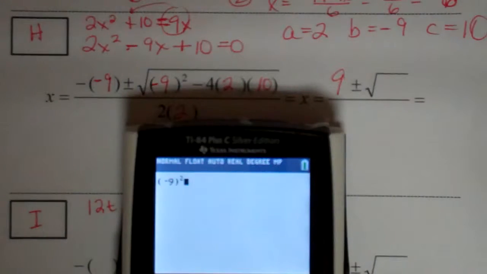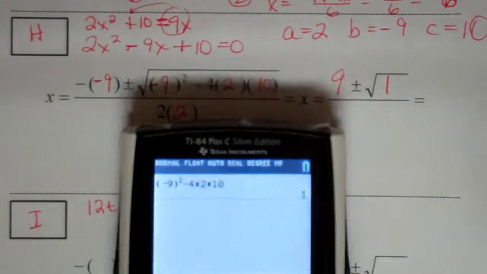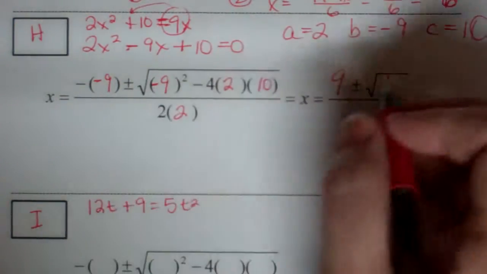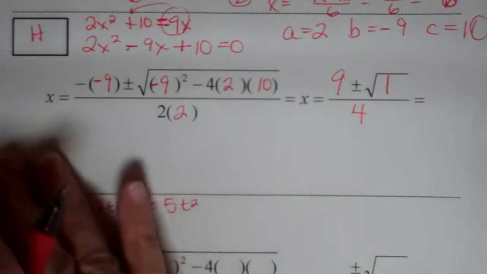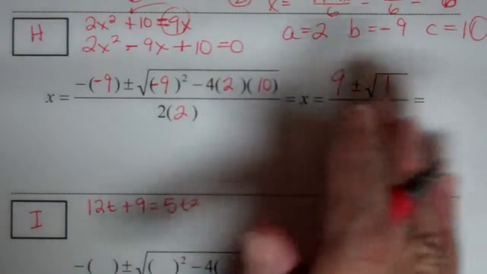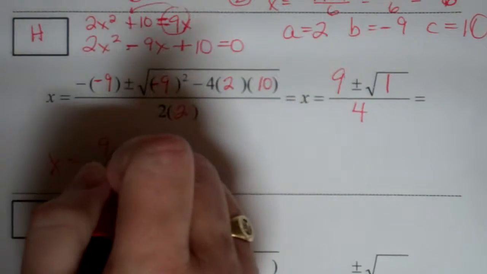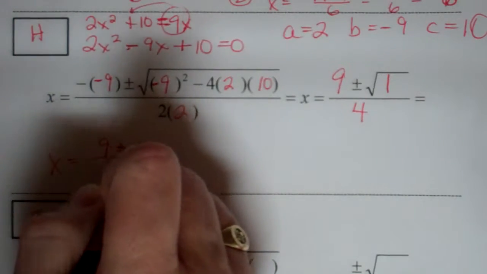Negative 9 squared minus 4 times 2 times plain 10. Oh, I like this number much better. Yeah. I can take the square root of that. That other crazy thing I got a minute ago, couldn't take the square root of that. I knew that was wrong. And 2 times 2 is 4. It's sad to watch the great ones fall. And remember, this is the only place you have radicals. We need to get rid of that. So the square root of 1 is 1. Well, plus or minus 1 over 4.